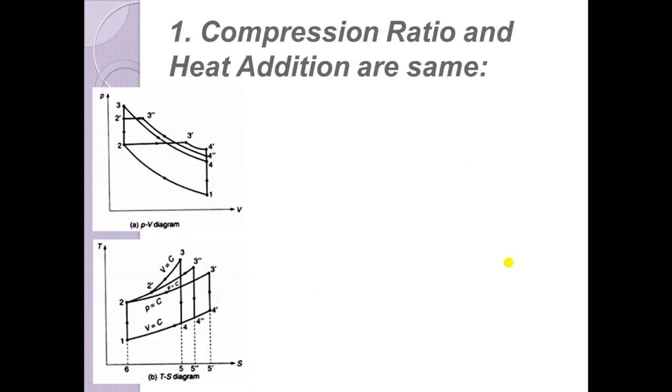In this session, we are going to make a comparison between Otto cycle, diesel cycle and dual cycle considering 4 different cases. Now we see one by one. The first case is when the compression ratio and heat additions are same.